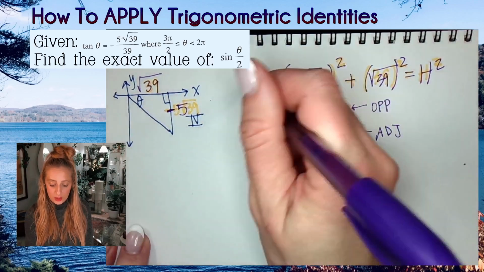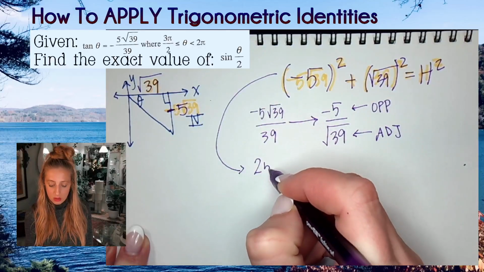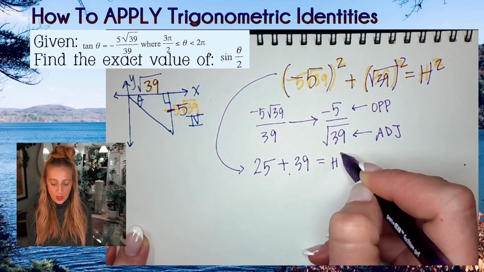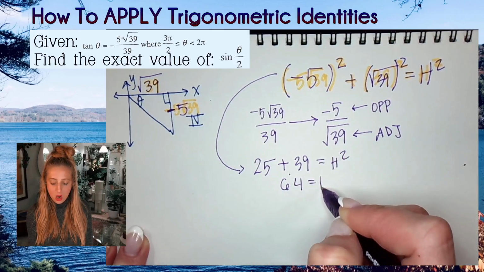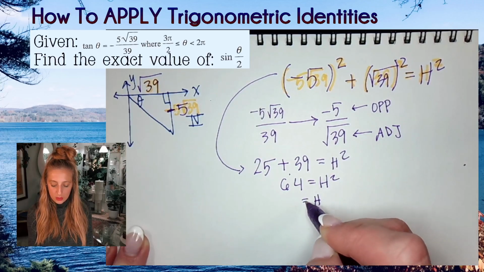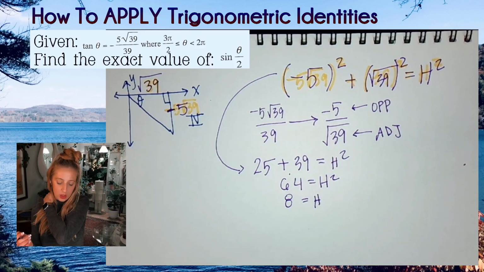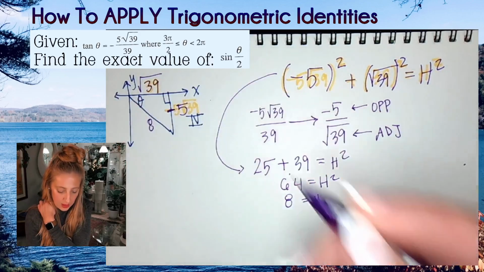Negative 5 squared is 25. Square root of 39 squared is 39. Equals hypotenuse squared. That's 64, which means the hypotenuse is going to be 8, because the hypotenuse, that side of the triangle in this type of problem, is always positive. So there we go. We got 8.